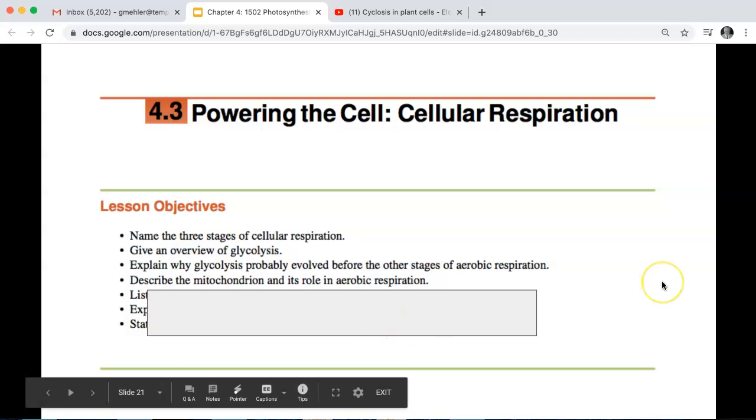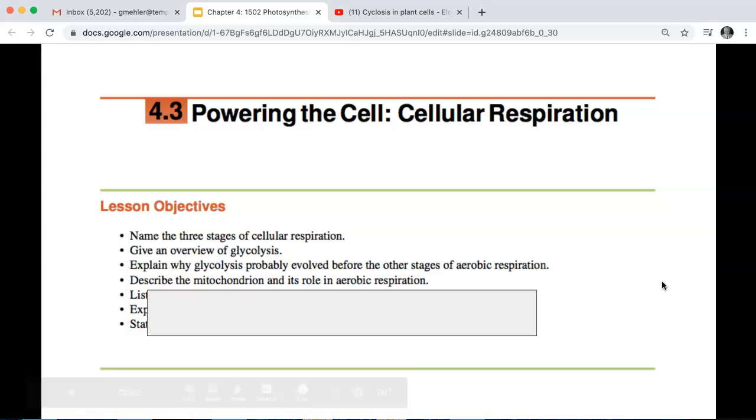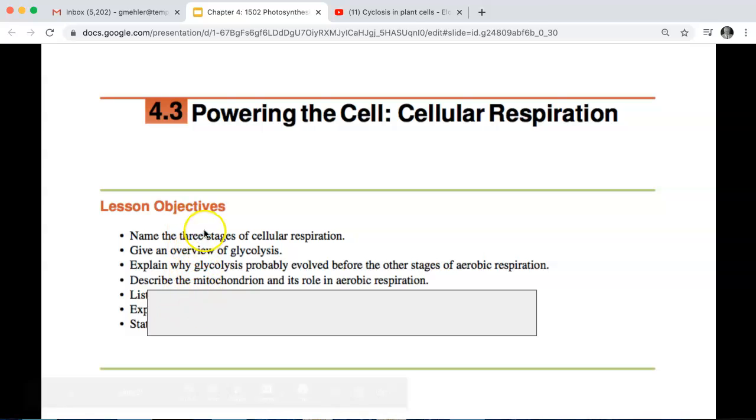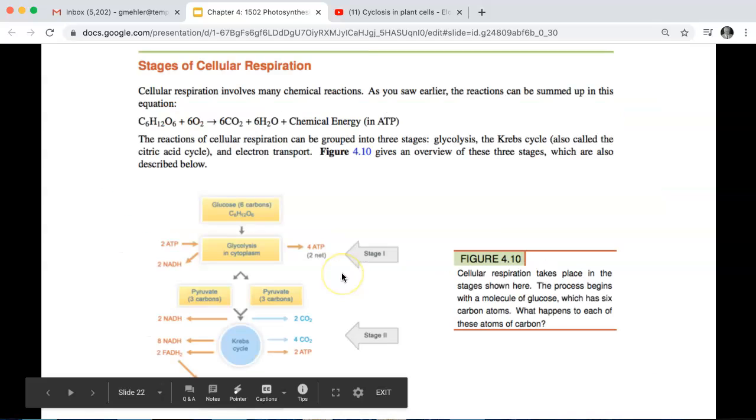In section 4.3, we're going to talk about cell respiration, how we power our cells. Remember, plants make the glucose molecule for us. We then eat the glucose, and when we eat it, we rip it apart and create ATP in all of our molecules. So notice that we grayed out these last learning objectives. Don't worry about those. Make sure you understand these. Let's go to the next one.